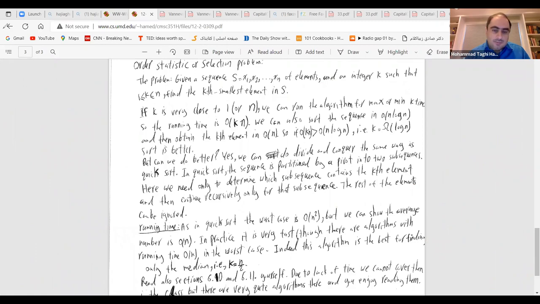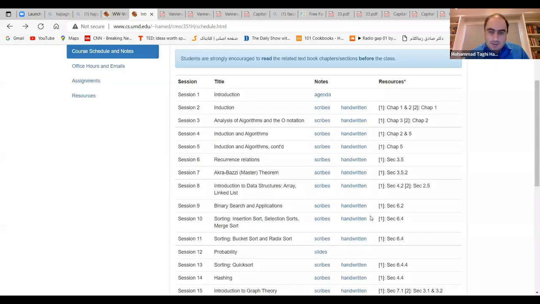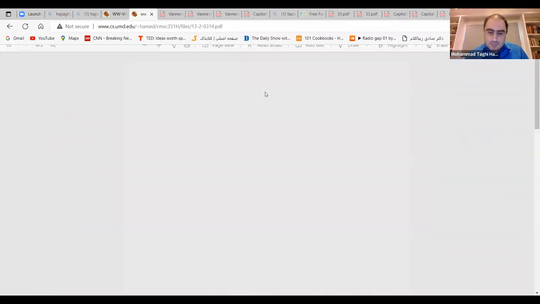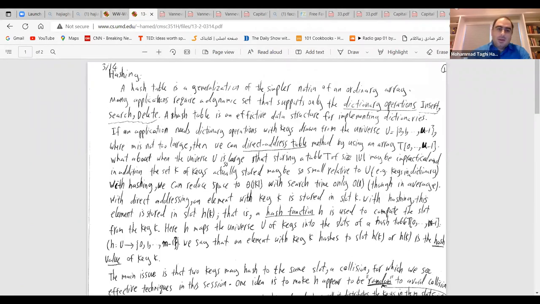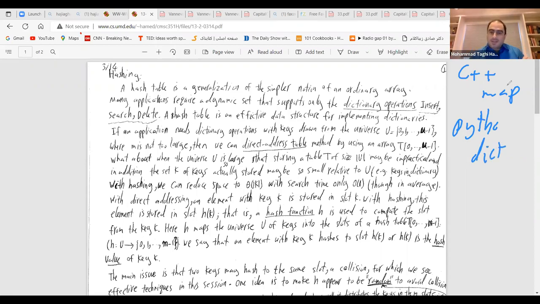So we are done with this quicksort part. Let's talk briefly about hashing as well. We are just briefly talking about hashing and hash tables. As we discussed, in C++ we have the mapping concept, and in Python we have dictionaries. In both cases, these are hashing.